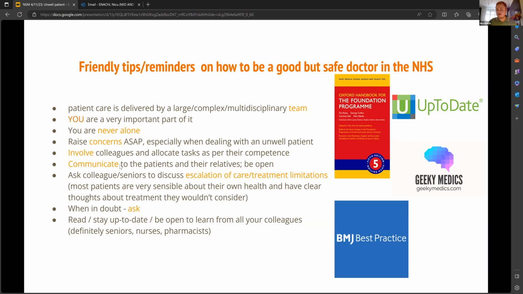Be open when you communicate with your colleagues or patients or relatives. Be honest. Talk about escalation with your seniors and patients. When in doubt, ask. Definitely read and stay up to date. It's so important. People can get complacent and they reach a level of confidence and just don't evolve from there. I find UpToDate incredibly useful.